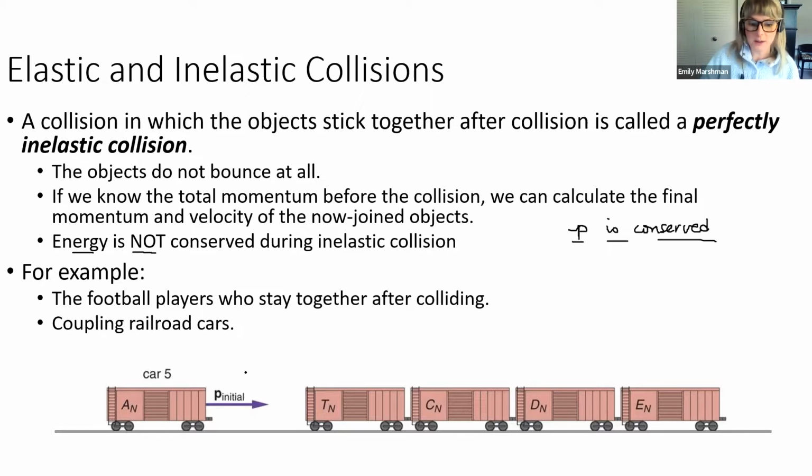So if you calculated the initial kinetic energy of this railroad car and the final kinetic energy after the railroad car couples with these other ones, you would see that it's not the same, right? If I calculate the initial kinetic energy before the collision and the final kinetic energy after the collision, it's not the same. Why is that? Well, the energy must be going somewhere, right? And in an inelastic collision, the energy goes into deforming the object.